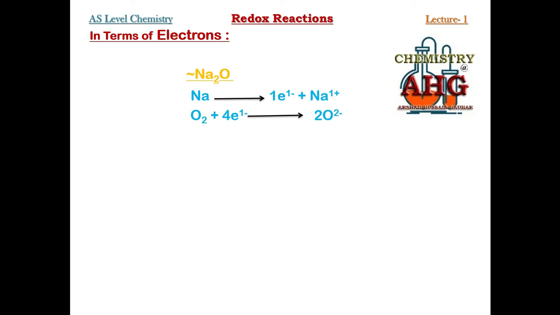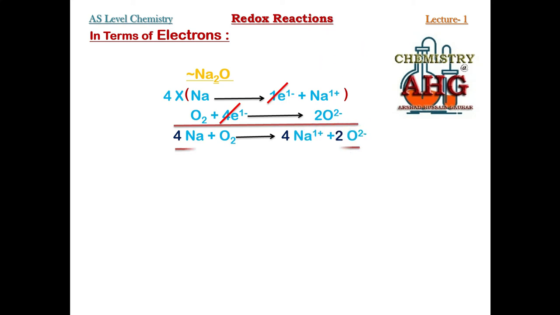Now when you take a sum of both these equations, you must multiply the first equation by 4. Now this equation is balanced, electrons will be cancelled out, and the final equation you will get is 4 moles of Na plus O2 gives 4 moles of Na+ plus 2 O2-. This is the net redox equation for sodium oxide. One last example you can attempt is the chemical redox equations for magnesium nitride.